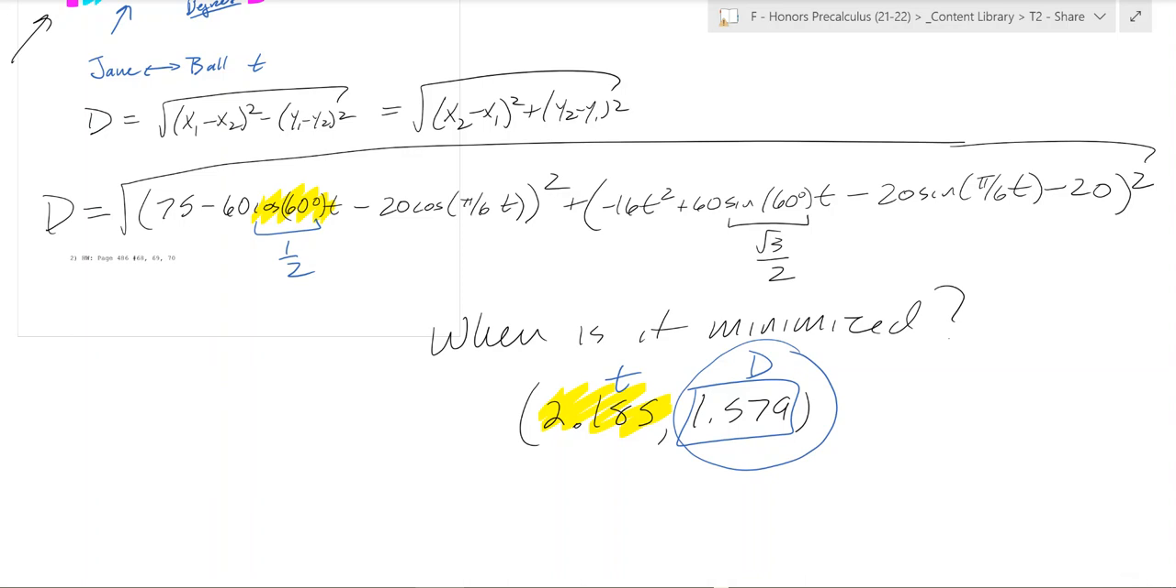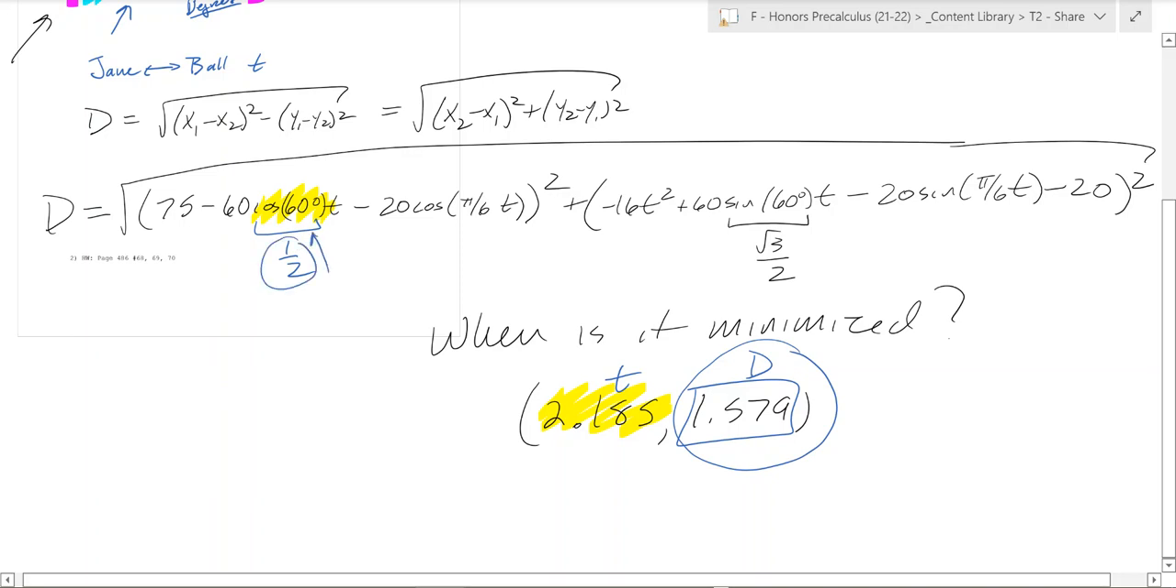The way you do this is you would put 1/2 into here, you'd put root 3 over 2 into here, and then you'd have to graph this and take a look where the minimum occurs. Find where the minimum occurs. We will play with this.